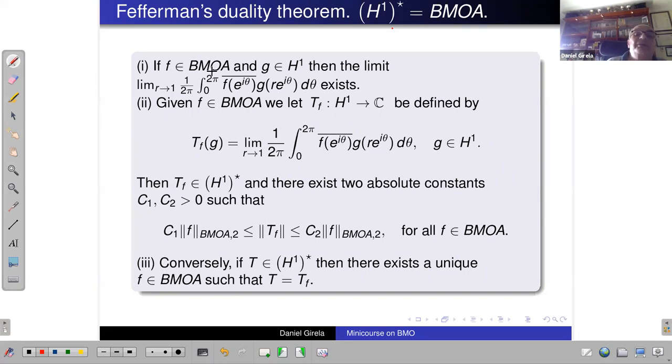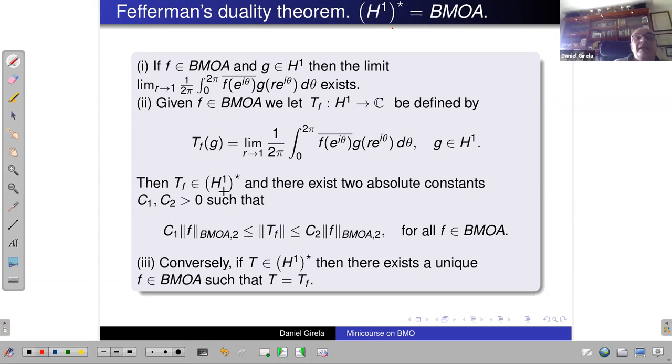If we have a function f in BMO, and we take a function g in H^1, then this limit exists: we integrate f(e^{iθ}) times g(re^{iθ}), and we take the limit as r tends to one. This is the fact. And then also, if we have a function f in BMO and we define T_f in this way, for any function g in H^1, T_f(g) equals this limit that I have said exists. So we define this as a limit. This T_f is a bounded linear functional on H^1.